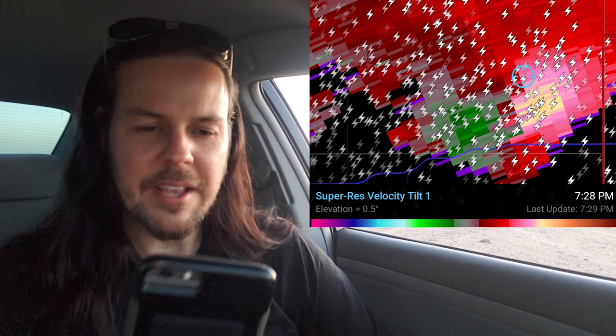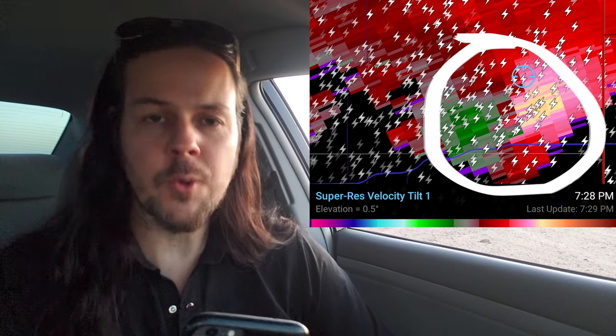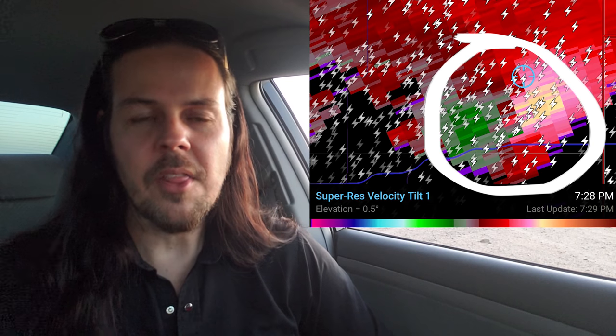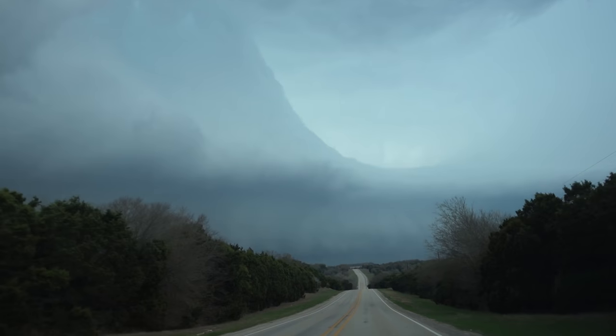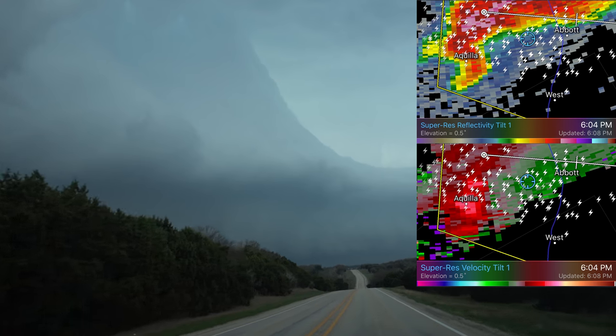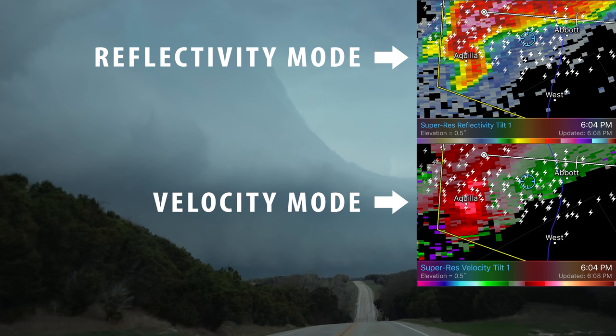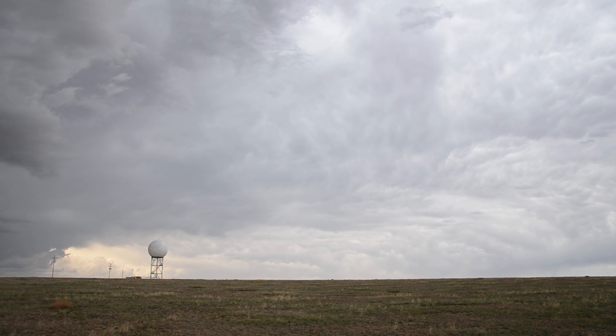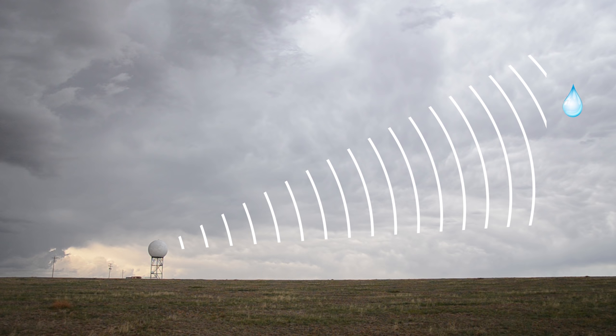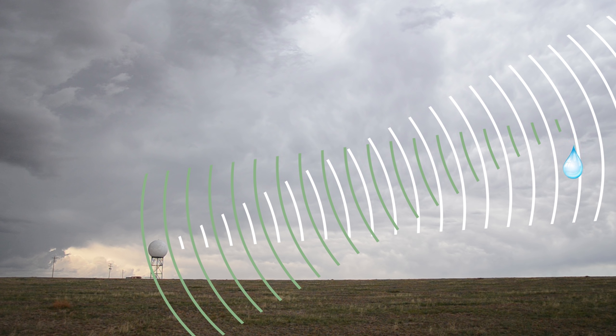Other question. Is the color gradient a probability of a tornado or wind speed? The answer is both. I often post a radar screen grab that's split into two different modes, reflectivity mode and velocity mode. In reflectivity mode, some of the beam emitted from radar is reflected back by rain, snow, or hail and detected. That's why we call it an echo.